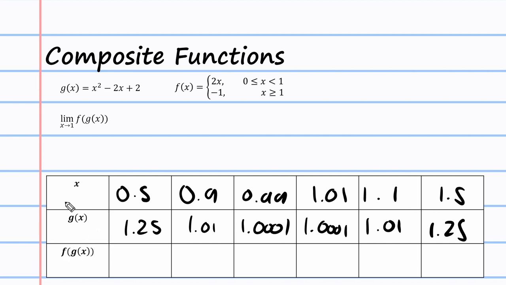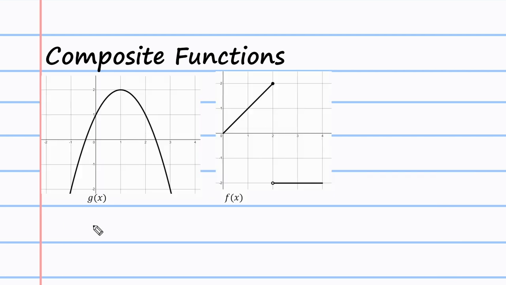So this is our input, and this is our output. If you plug 1.25 into f of x, we get negative 1 because that's greater than 1. This will also be negative 1, and everything else will also be negative 1 because all of these g of x values are greater than 1. So you would say that the limit as x approaches 1 of f of g of x is negative 1.